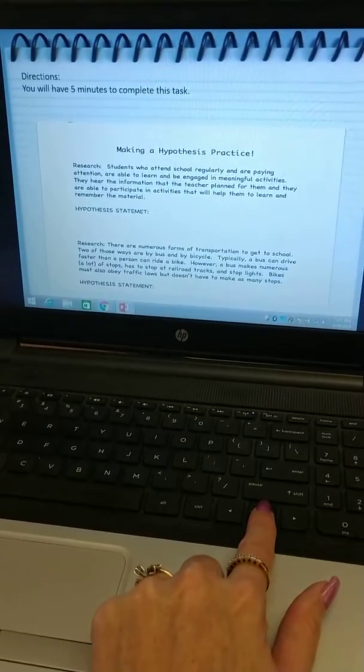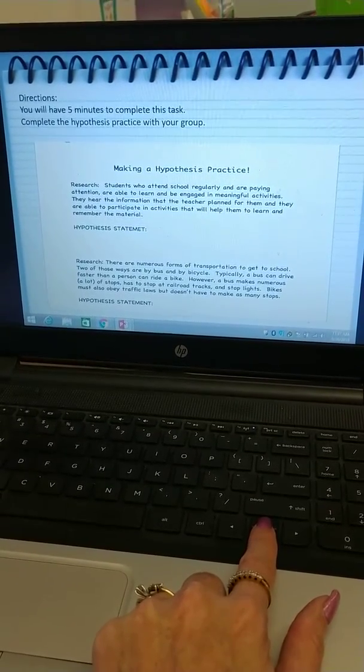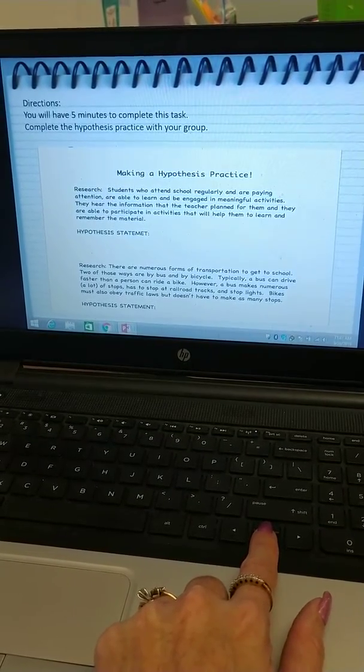And it comes with directions. They'll have 5 minutes to complete the task, which they did. They'll complete the hypothesis, and then they'll go back.